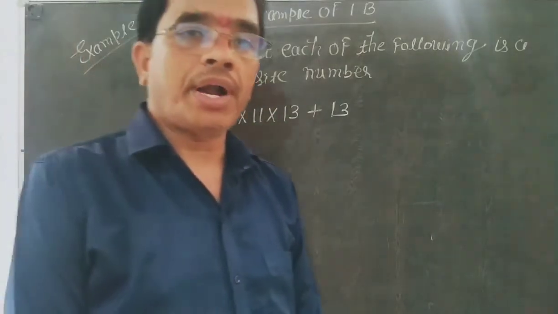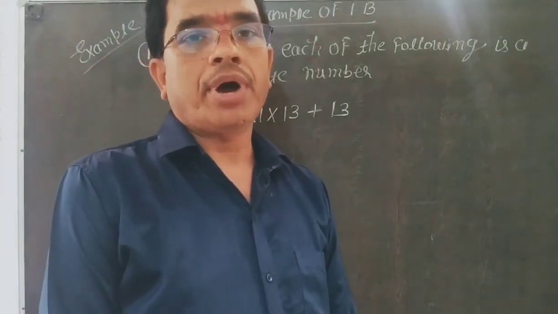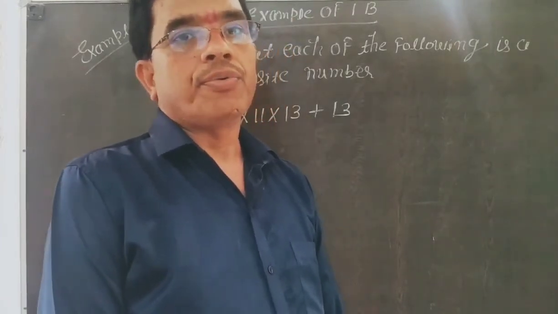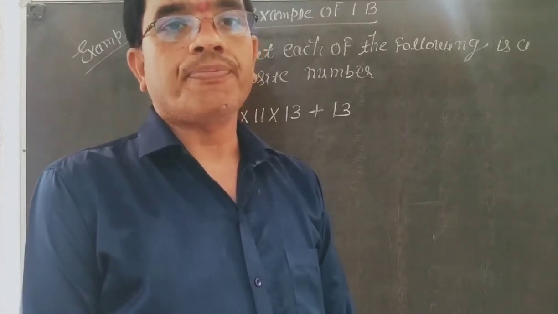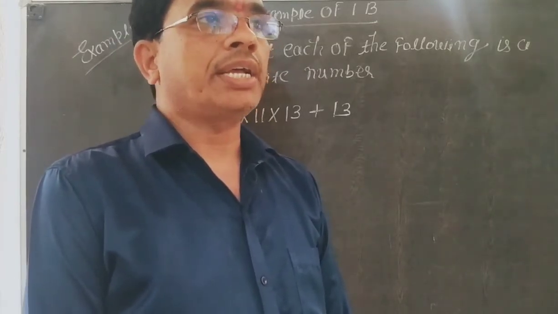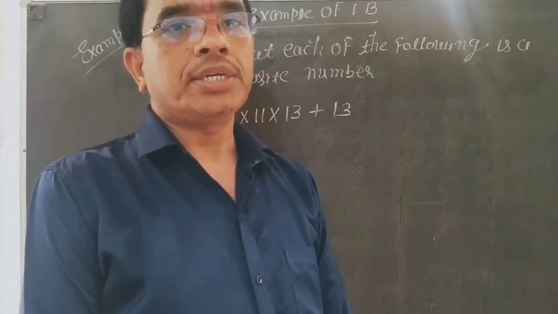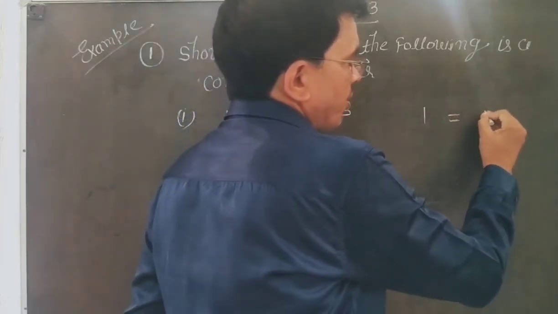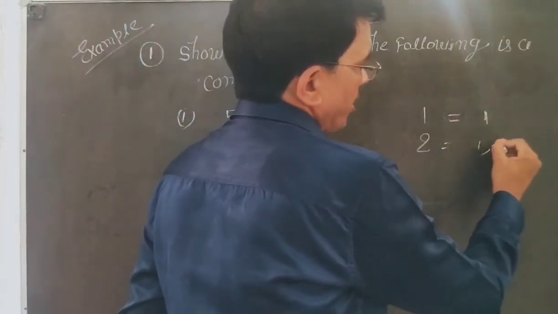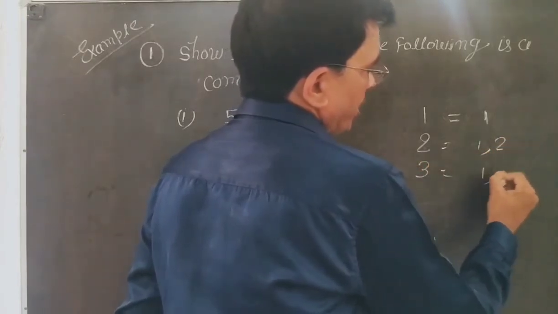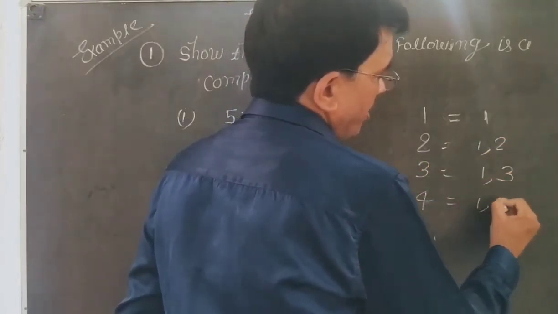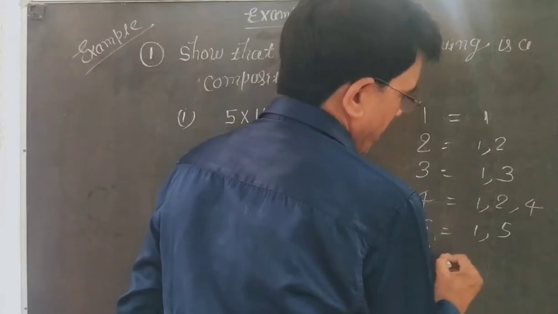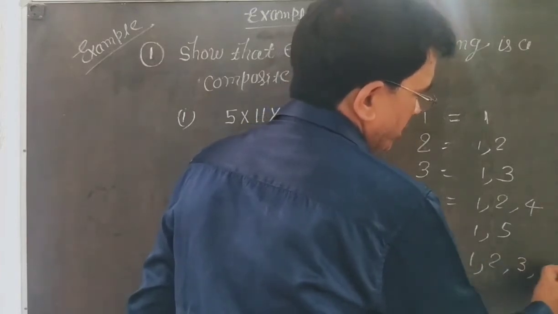Dear student, first, what is a composite number and what is a prime number? A number which has exactly two factors, one and itself, is called a prime number, and a number which has more than two factors is called composite. Similarly, 1 has only one factor. 2 has factors 1 and 2. 3 has factors 1 and 3. 4 has factors 1, 2 and 4. 5 has factors 1 and 5. 6 has factors 1, 2, 3, 6.